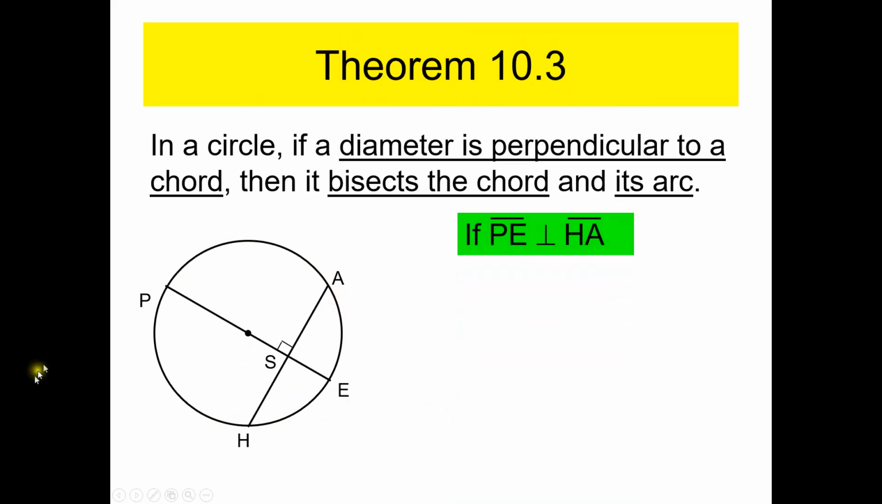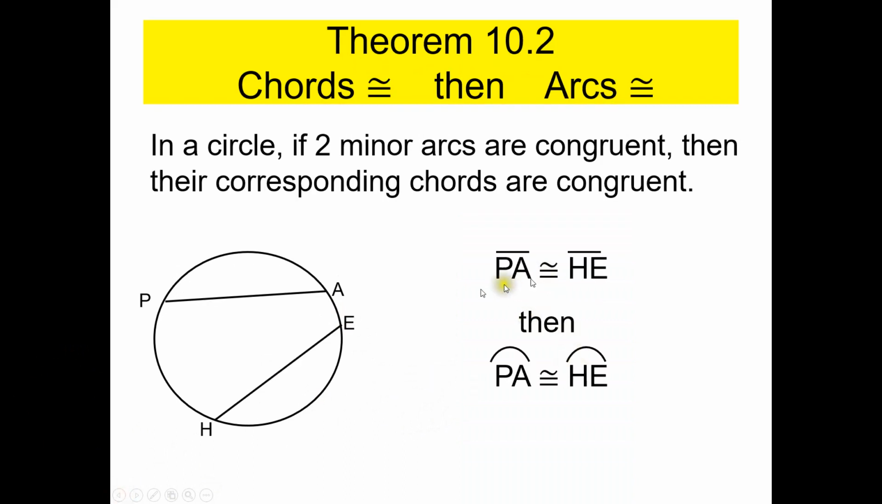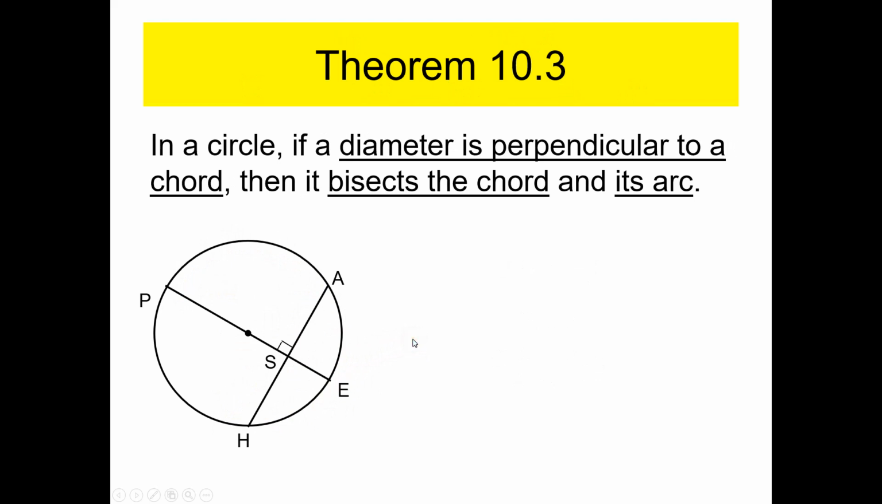Okay? Whoops, let me back up. Anyway, so if these segments are congruent, then the arcs are going to be congruent as well. Okay? Because it cuts off the same amount. Okay, 10.3 theorem. If you have a diameter that is perpendicular to a chord, then it bisects the chord.